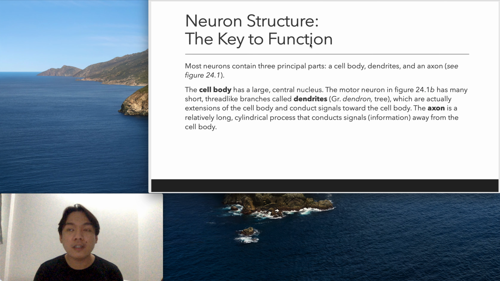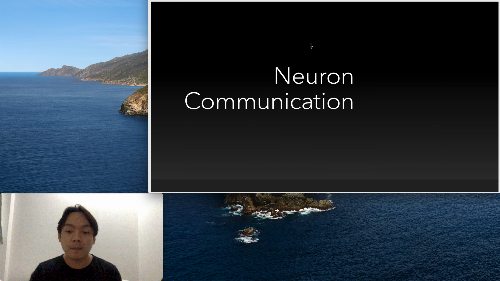So what are the key functions of your neuron structure? The cell body of the neuron has a large central nucleus. Going to the next figure, it has many short thread-like branches. We call them dendrites, and they are extensions of the cell body. They are named after dendron, which means tree, because they resemble a tree. The axon is also a long cylindrical process and conducts signals away from the cell body.